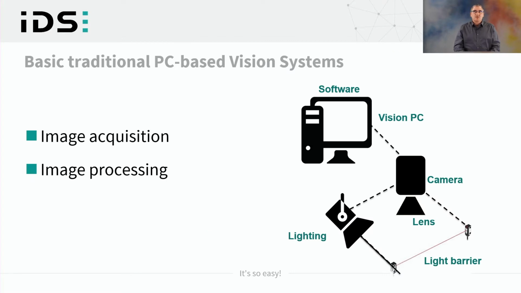What is needed for a basic machine vision application? Put light onto your object, map the object through the lens into the camera. The camera takes a picture and transfers it to the PC. In the PC, image processing takes place. All of these components are major components and essential for a machine vision application. We talk about the key component, the camera, today.